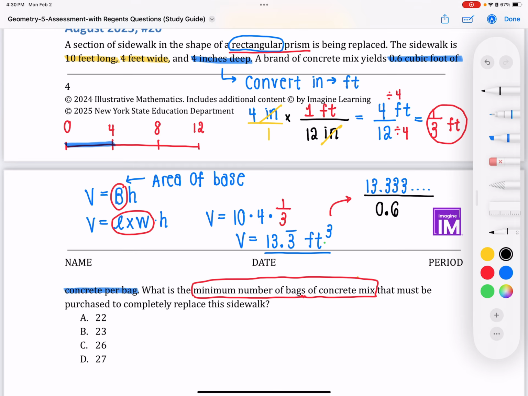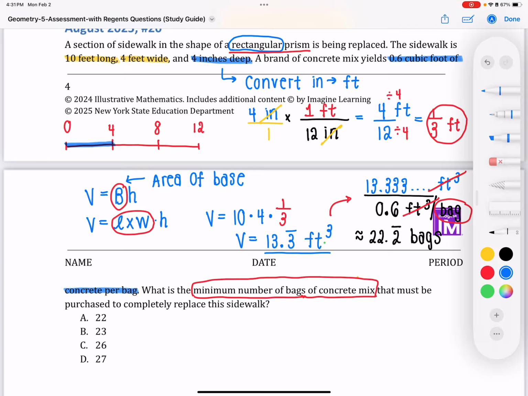We basically want to find out how many times does 0.6 cubic feet fit into 13.33333 ongoing cubic feet. So we end up with 22.2 repeated, and now this is in the number of bags. Because earlier the cubic feet cancel and we're just left with bags.